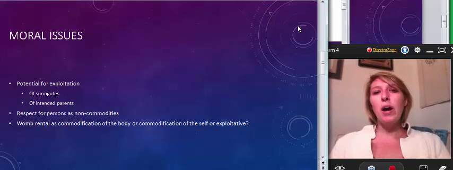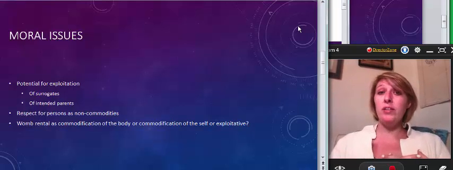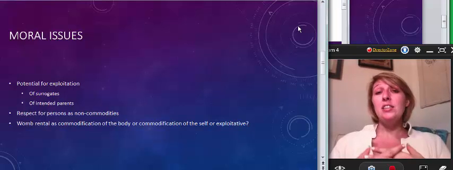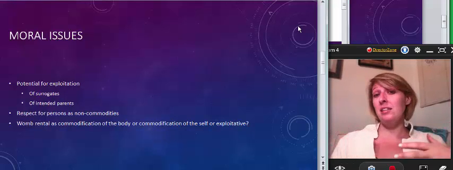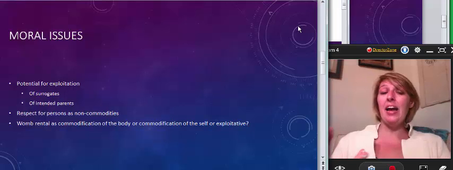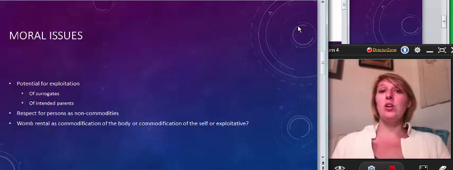What's been less well discussed in the literature is often the exploitation of intended parents. So, the ways in which intended parents are exploited, sometimes by surrogates, but equally often, if not more often, by intervening services. So, those who serve as mediation between a surrogate and an intended parent, who are facilitating that interaction. The way in which those who are desperate for children might be taken advantage of by those who are providing that service.